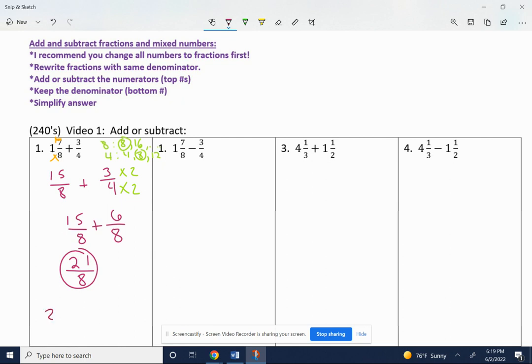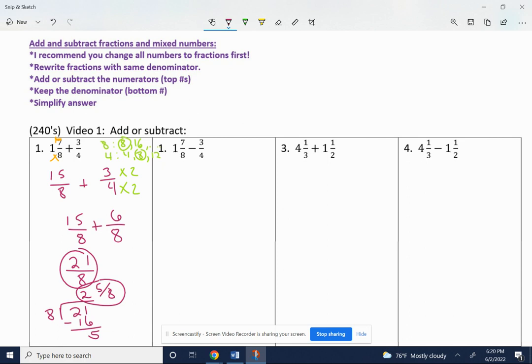It is good to know how to write it as a mixed number as well. 8 goes into 21 twice. 8 times 2 is 16. You're left with 5/8. So 2 and 5/8 would be the mixed number. Either one of those is okay, the reduced improper fraction or the mixed number.